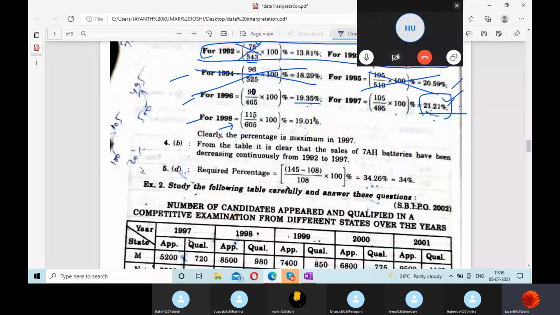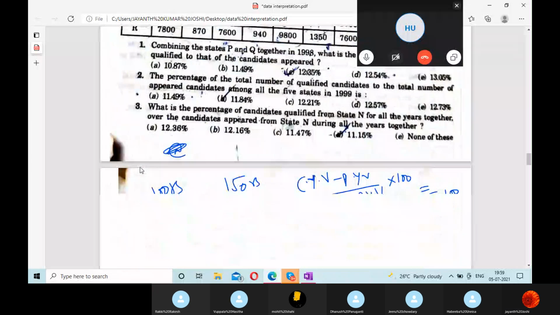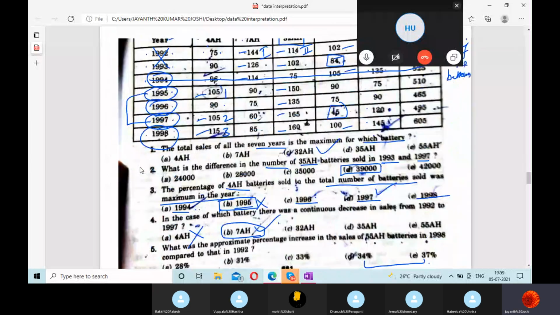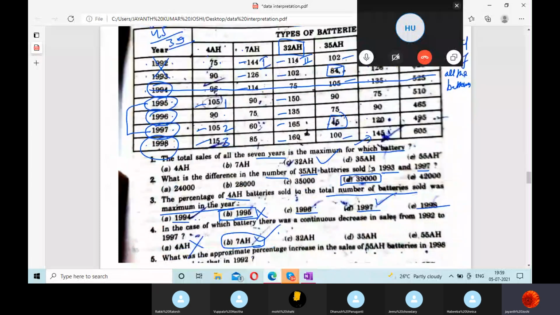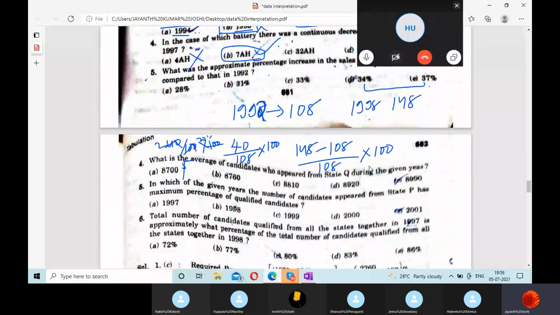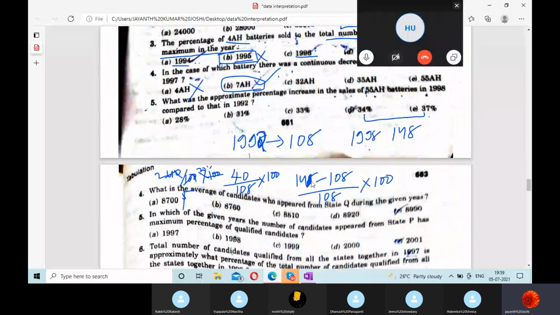54 actually. Did I take a wrong thing? 145 or what? 140? Acha, it is 145 now. 98. Okay. It's 145. Sorry. So 145 minus 108 is how much? 37. 37 by 100 into 100. 37 by 108, no? 37 by 108 into 100.